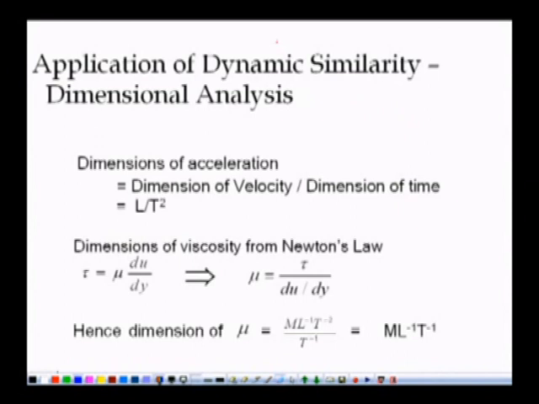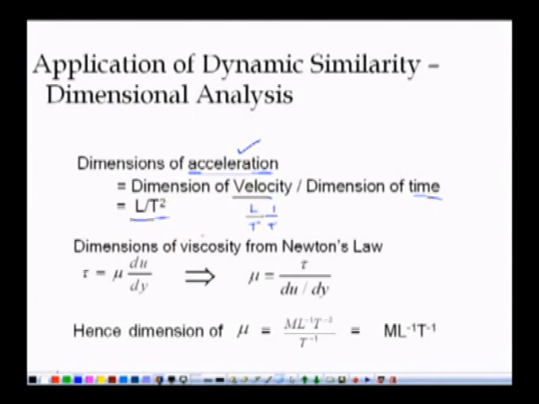How do we write the dimension for acceleration? We know acceleration is equal to velocity divided by time. So, it is the dimension of velocity divided by the dimension of time. What is the dimension of velocity? It is length divided by time, and divided by the dimension of time again. So, this may be written as L over t square. So, the dimension of acceleration is written as length divided by t square.